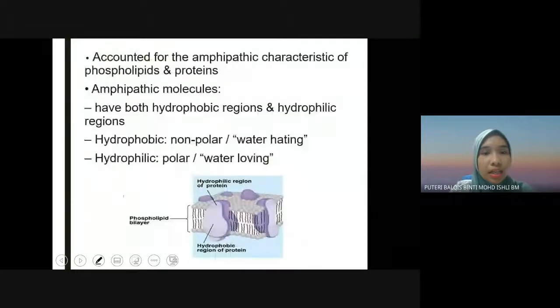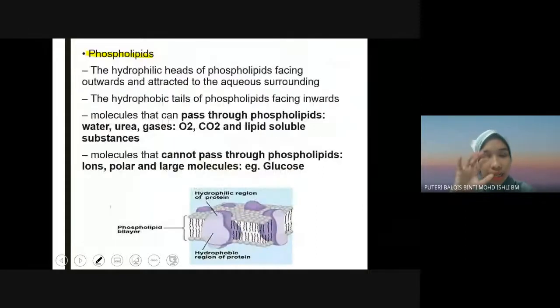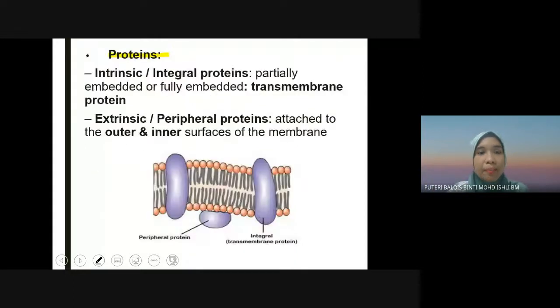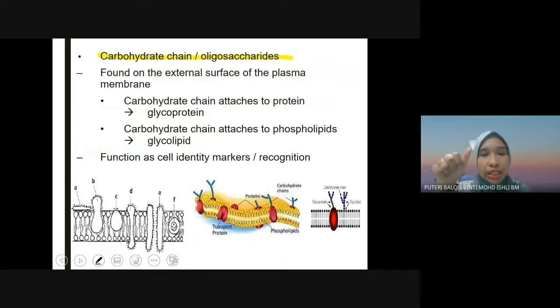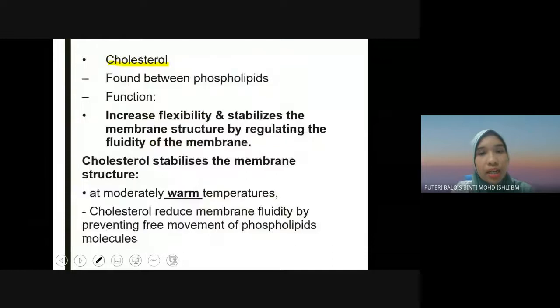Phospholipid, ada hydrophobic. Protein ada dua jenis, integral and peripheral protein. Carbohydrate chain ataupun kita panggil dia sebagai oligosaccharide found on the external surface of the plasma membrane. Ada dua jenis carbohydrate chain, glycoprotein and glycolipid. Alright, cholesterol. Cholesterol found between phospholipid.